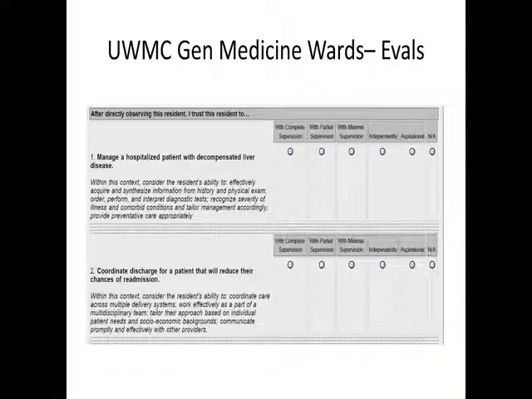Here is an example of what part of the evaluation form looks like for the general medicine wards in our university hospital. The evaluation asks the faculty member to assess for each of these specific activities how much trust they have in a resident's ability to perform the activities. The trust questions here are pegged to the degree of supervision required.